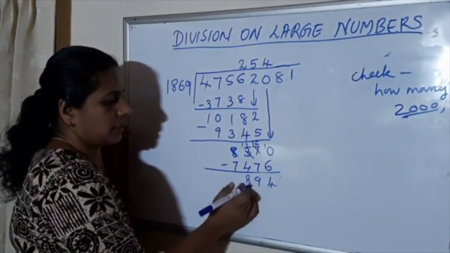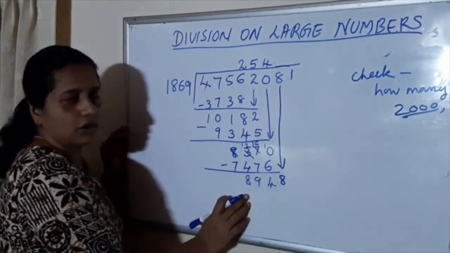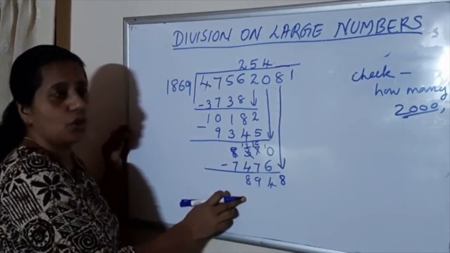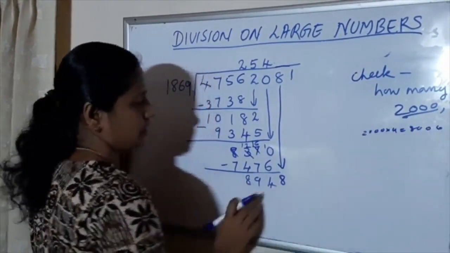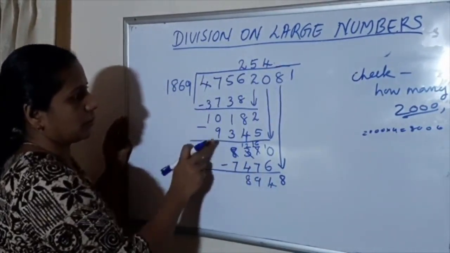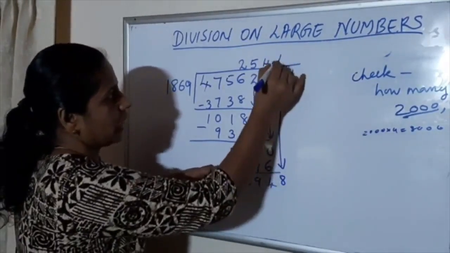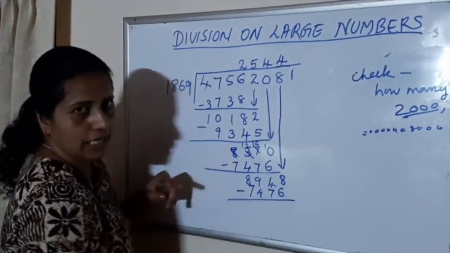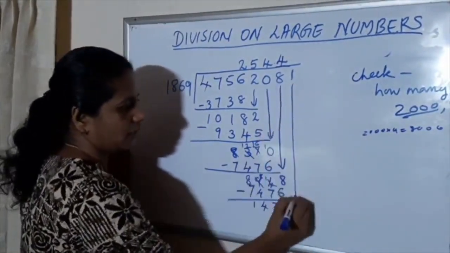Now you got 894. Next carry down the next number 8. 8948. How many 2000 we can take from this? That is 2000 into 4 is 8000. So it is very near to this number. So we have already got the product of 4 into 1869 as this one. So again you write 4, 7476. Subtract. Now you got 1472. Next carry down 1.